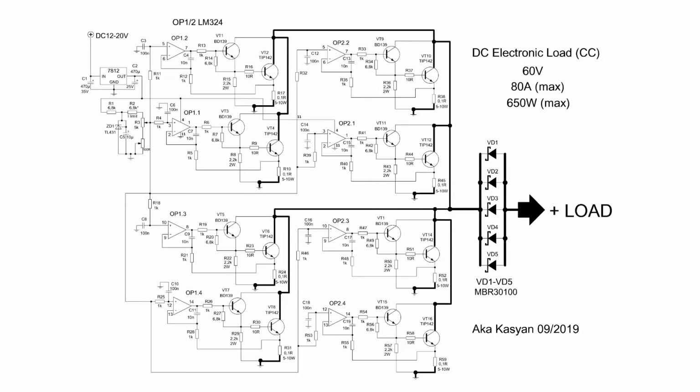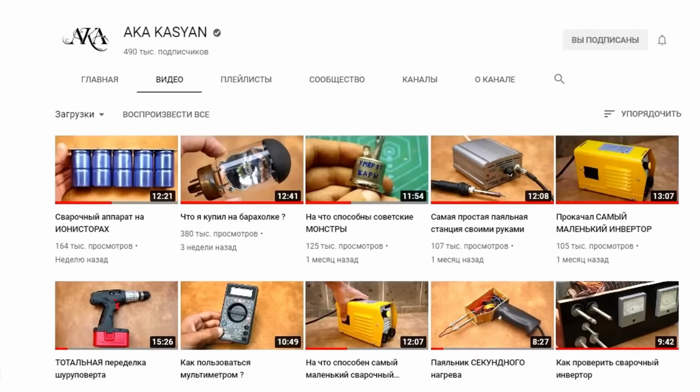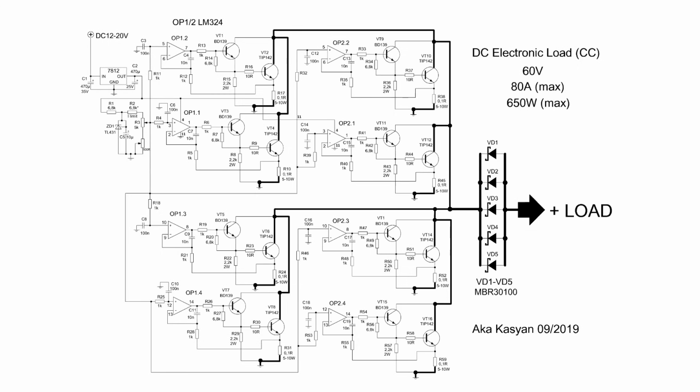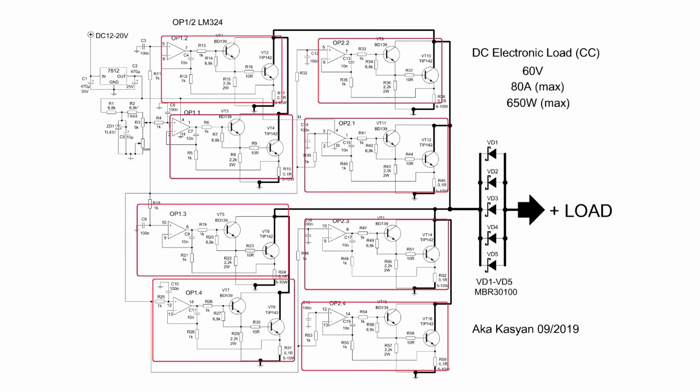Let's move on to the electronic load circuit. In one of the previous videos, I already showed and explained how it works. You can find the link to the video in the description. It's a regular current stabilizer on the operational amplifier. Each channel of the operational amplifier controls its own stage, and we have 8 such stages. All of them are actually connected in parallel, but the operation of one does not depend on the other.